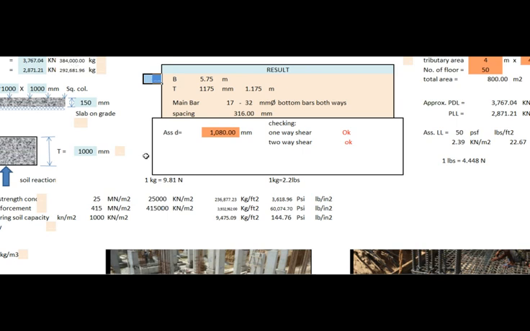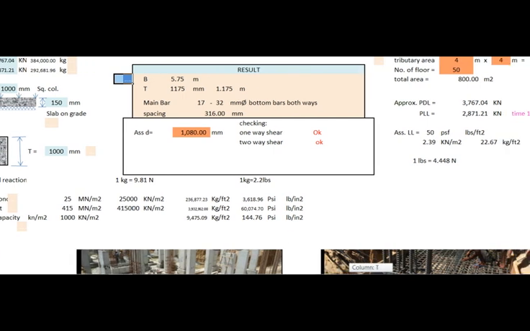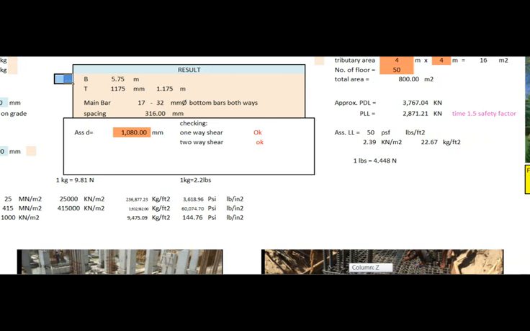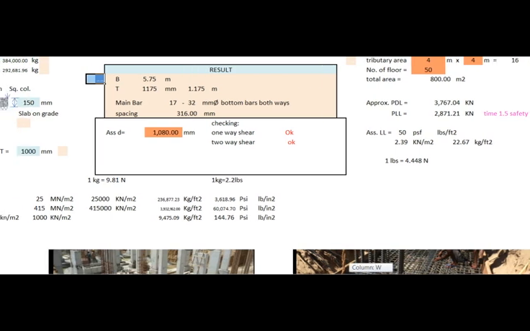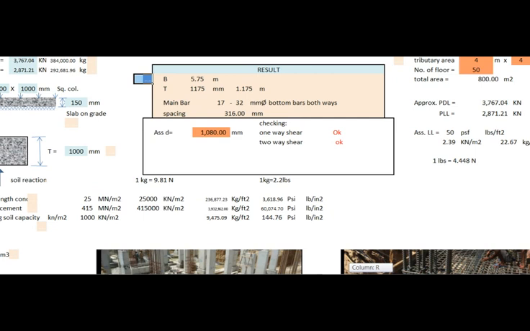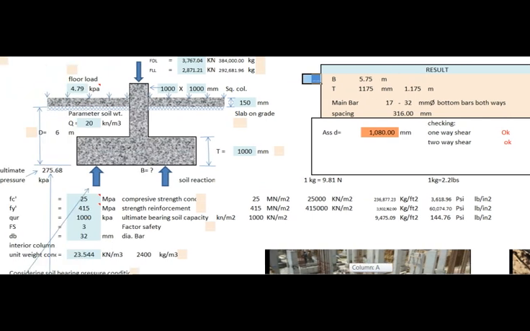If we try 50 floors with a load tributary of 4 meters by 4 meters, with assumed design parameters, the size of the square footing will be 5.75 meters and the depth is 1.175 meters. Check one-way shear is OK and check the two-way shear. The main bars are 17 numbers of 32 mm diameter bottom bars both ways with a spacing of 316 mm. If any are not sufficient to resist the loads, we will check the formulas.